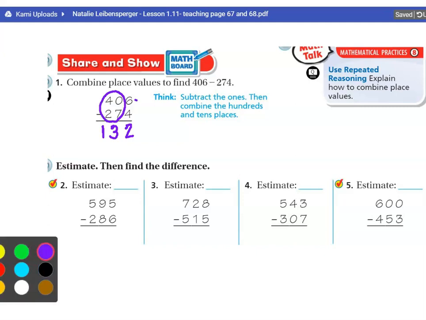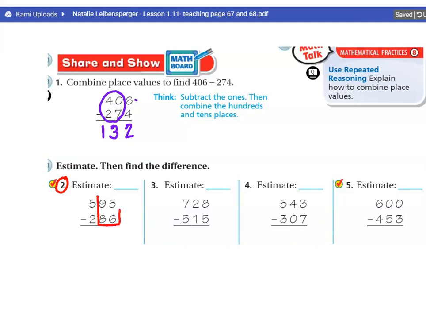Let's go down and practice at problem 2. Let's see if we can find the difference using our combining place value strategy. Right here I notice that 95 and 86 are quite close to one another. So I know that I can count on from 86 to 95, and I will get the answer of 9. And then I simply bring my hundreds place down. Okay, let's go on to 3.